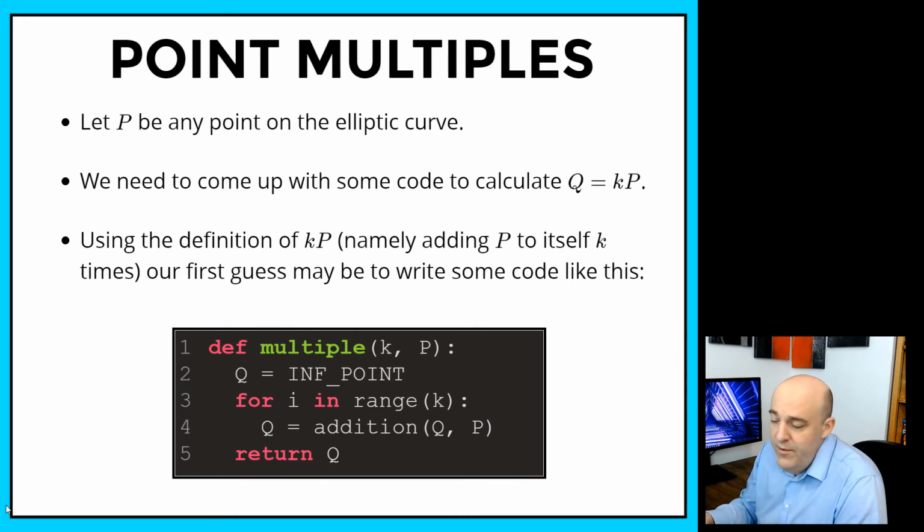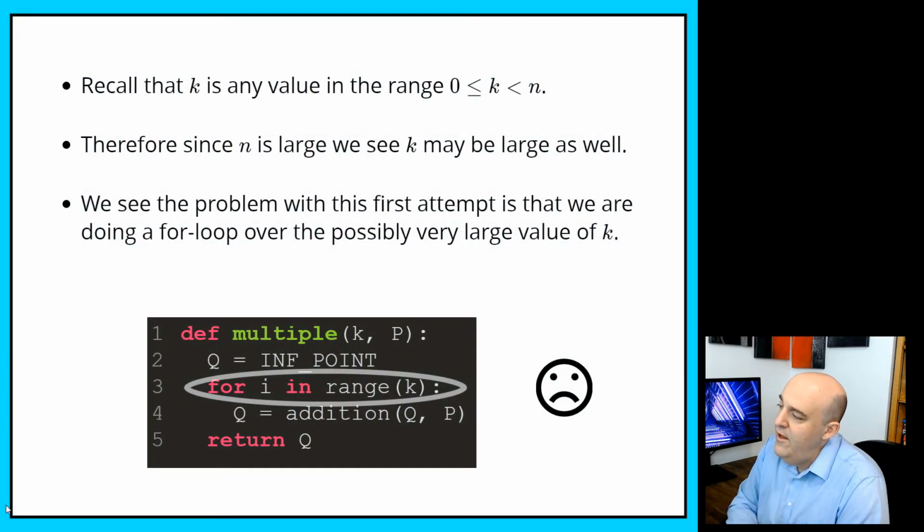But there's a problem with this code, right? Since k is between 0 and n, k may be very close to n, and n is extremely large, so k may be very large as well. And if k is very large, we can't do a for loop over k. That's not going to work.